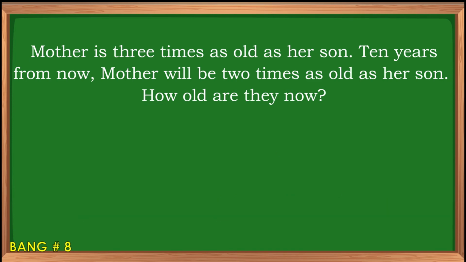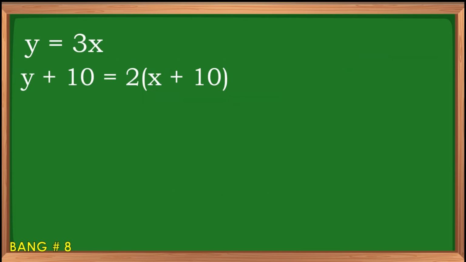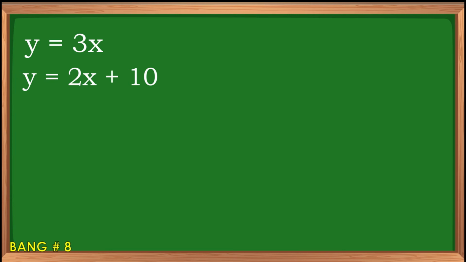Since Mother is 3 times as old as her son, we have y is equal to 3x as our first equation. In 10 years, Mother will be 2 times as old as her son. Thus, we have y plus 10 is equal to 2 times the quantity x plus 10. Solve for y in terms of x in equation 2. We get y is equal to 2x plus 10. Thus, we have the system y is equal to 3x and y is equal to 2x plus 10.